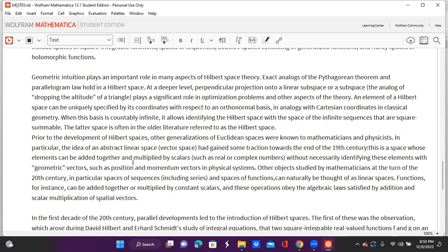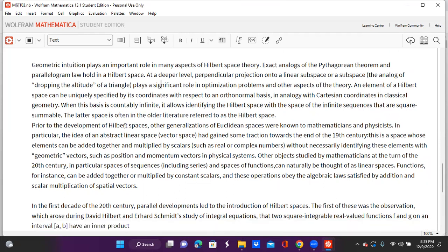At a deeper level, perpendicular projection onto a linear subspace, the analog of dropping the altitude of a triangle, plays a significant role in optimization problems as well as other aspects of the theory. An element of a Hilbert space can be uniquely specified by its coordinates with respect to an orthonormal basis, in analogy with Cartesian coordinates in classical geometry. When this basis is countably infinite, it allows identifying the Hilbert space with the space of infinite sequences that are square summable. The latter space is often, in the older literature, referred to as the Hilbert space.